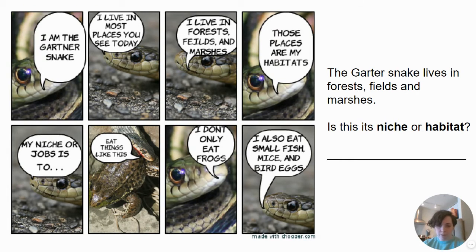So you are given for your little problem over here, the garter snake lives in forests, fields, or marshes. We can look right over here, this top row here, and see that that is talking about its habitat.